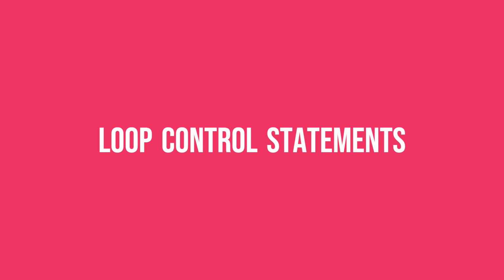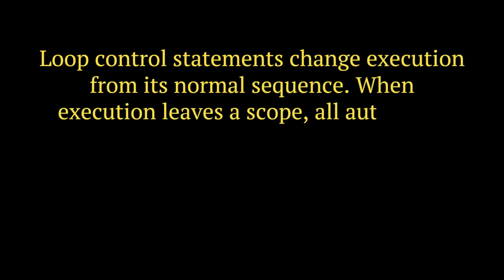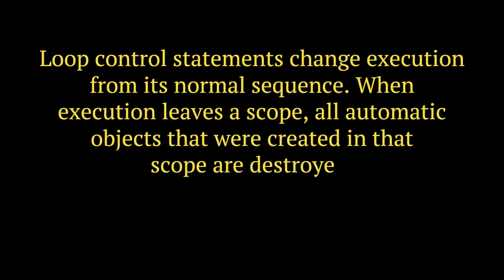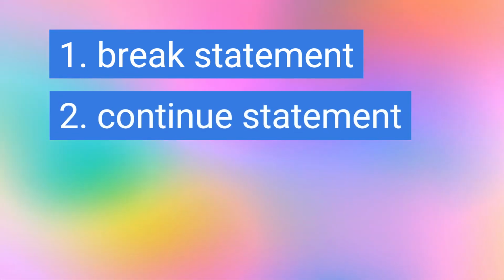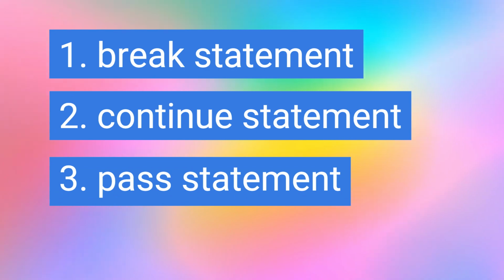Now let's discuss loop control statements. Loop control statements change execution from its normal sequence. When execution leaves a scope, all automatic objects that were created in that scope are destroyed. Python supports the following control statements. 1. Break statement. 2. Continue statement. 3. Pass statement. Let's discuss one by one.